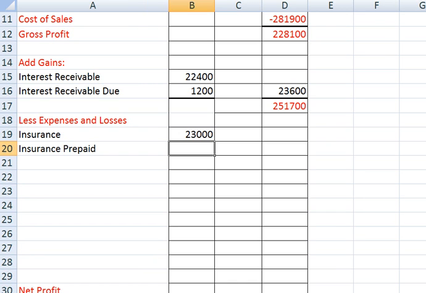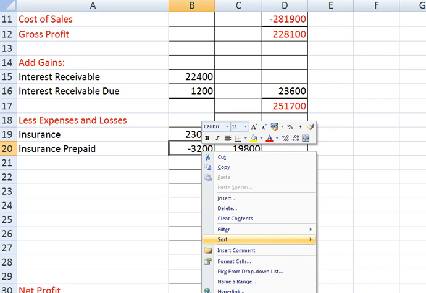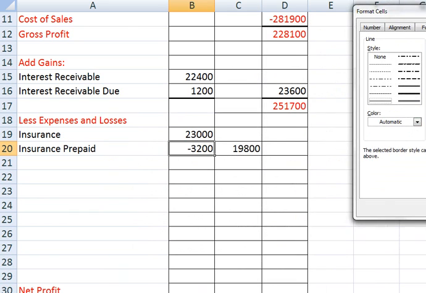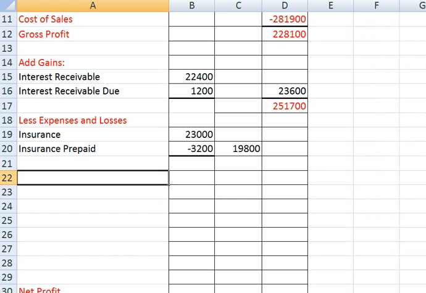In a sense, we've prepaid some of next financial year's insurance, so we must take it out of this year's accounts. So we take away the insurance prepaid, and we get 19,800. Again, when you're doing a little sum, you should just show that you're doing some addition or subtraction for neatness. Okay, the next expense is wages, and the wages here, there's no adjustment on them, and they're 83,500.